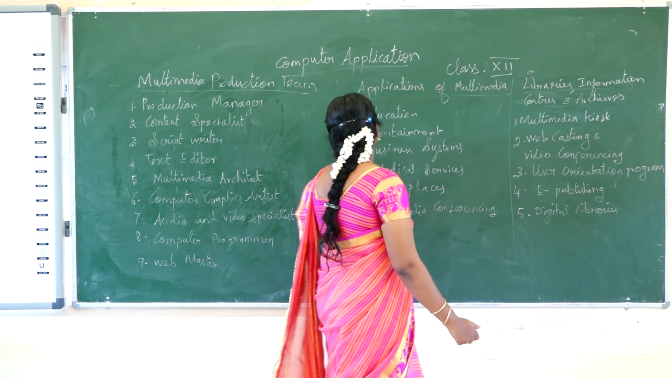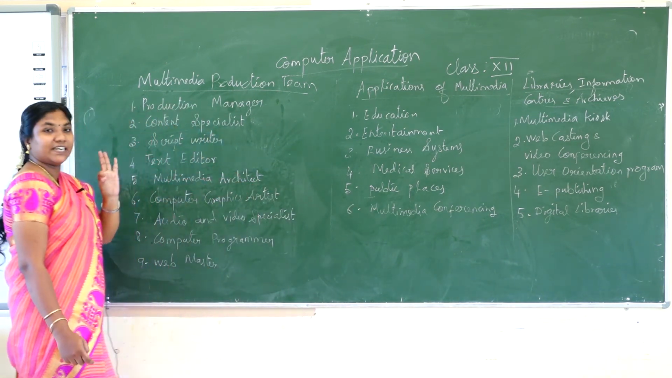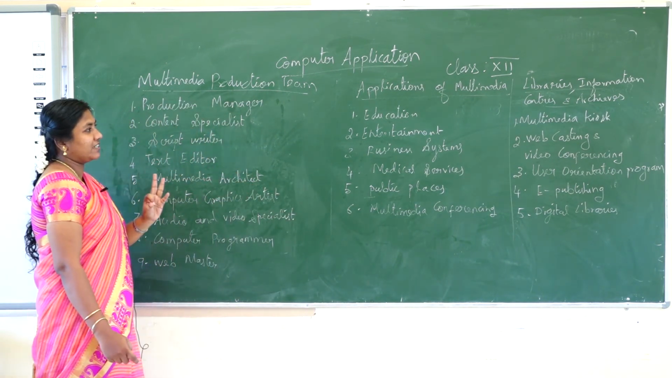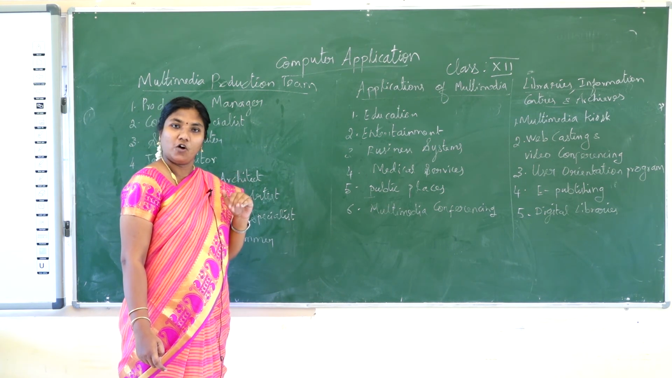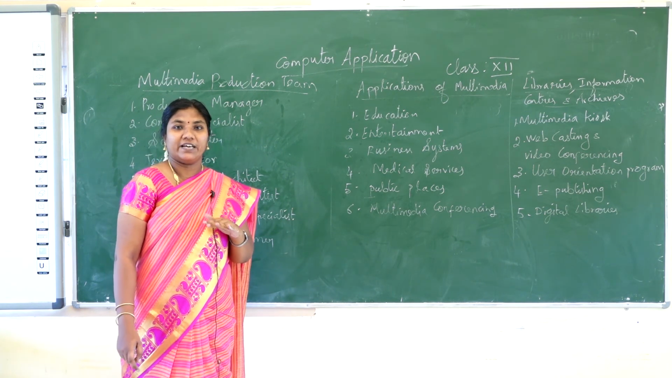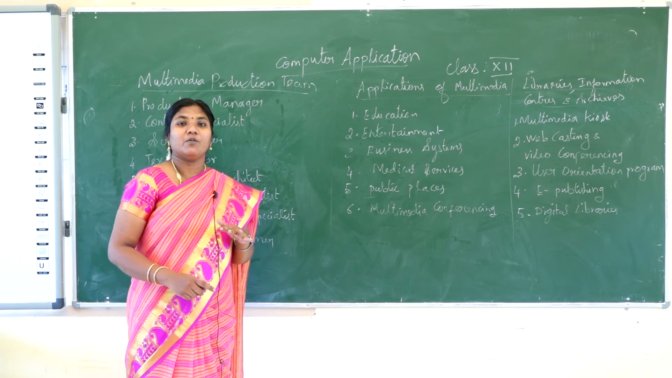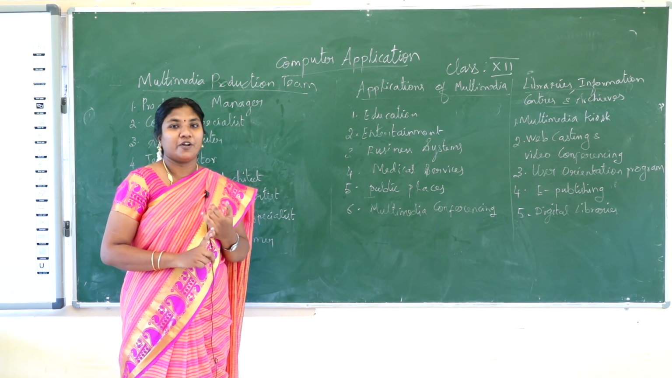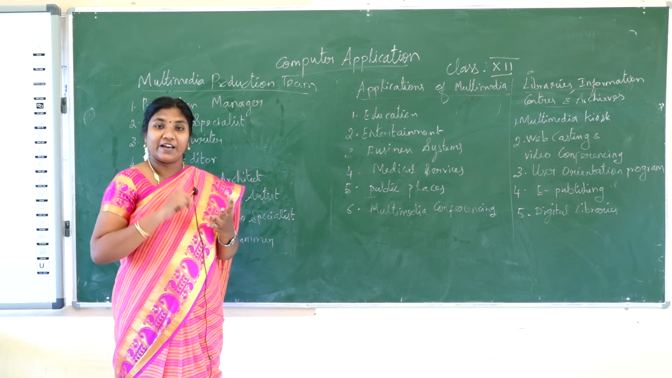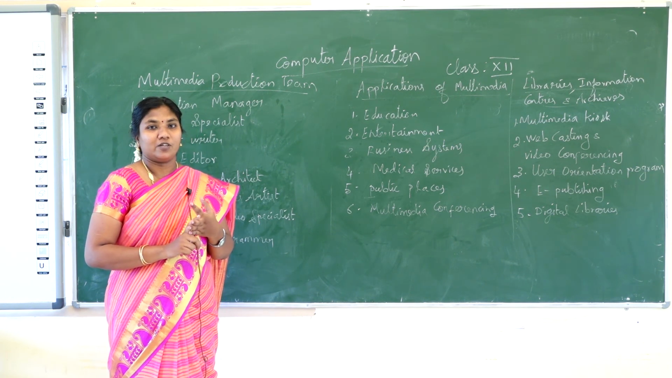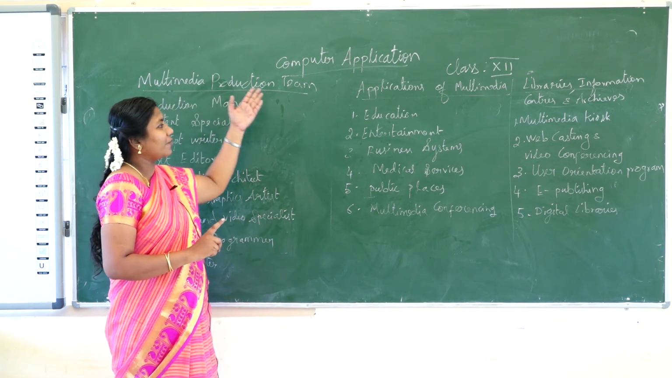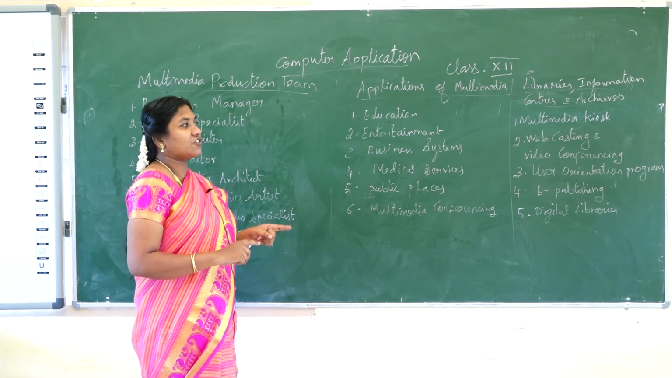Okay. So today we have seen 3 types of topics: multimedia production team, applications of multimedia, and library information centers and archives. With this, chapter 1 gets over. In chapter 1 we have learned the components of multimedia, the file formats supported for each production, how to produce a project, the multimedia production team members, applications of multimedia, and library information centers.